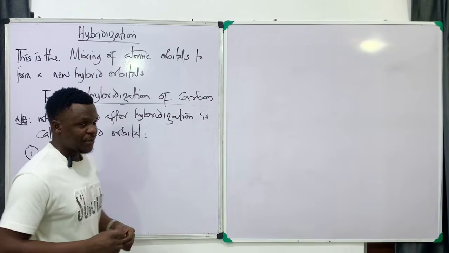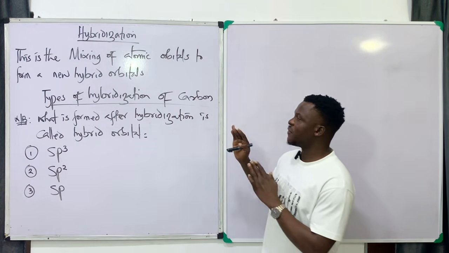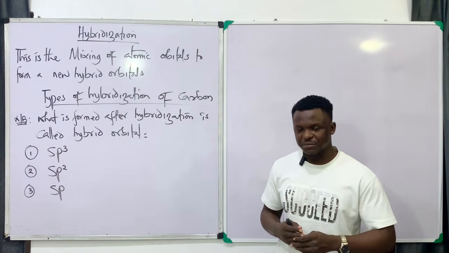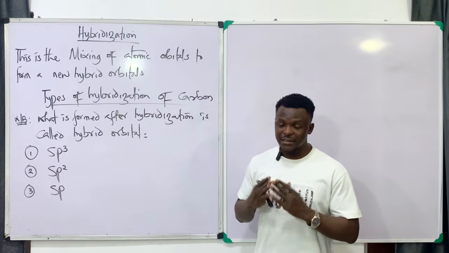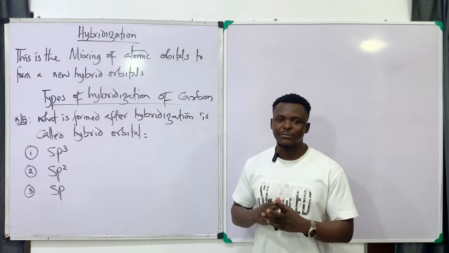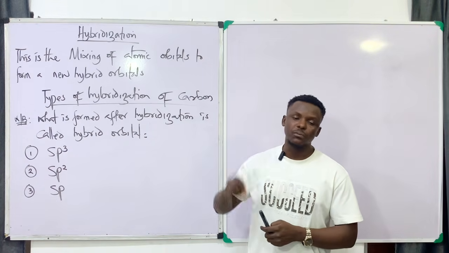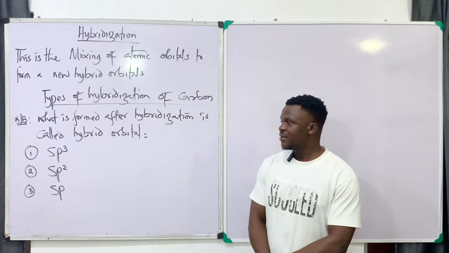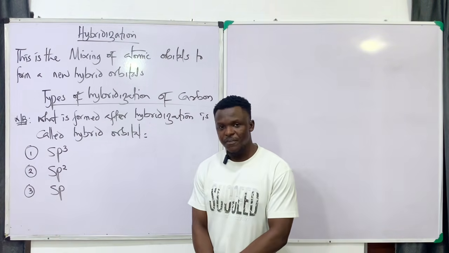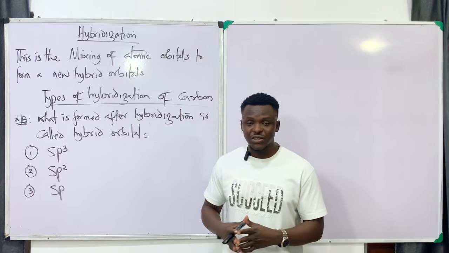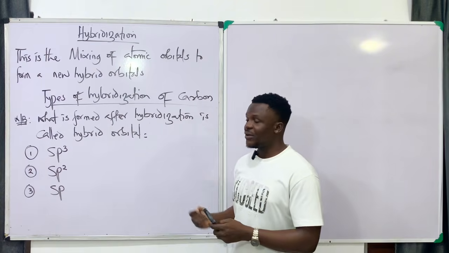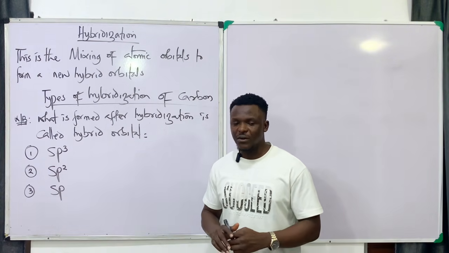We have sp. So like I said, types of hybridization that are found in carbon is equivalent to saying hybridization in organic chemistry, because organic chemistry is the chemistry of carbon and its derivatives. And all organic compounds must contain carbon. Carbon will also be the central atom. So what is formed after hybridization is called hybrid orbitals. So we can say that we have three types of hybridization that can occur in organic compounds, or we can say we have three types of hybrid orbitals that can be present in an organic compound.